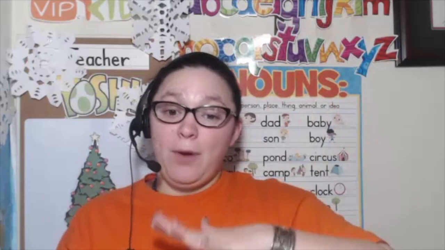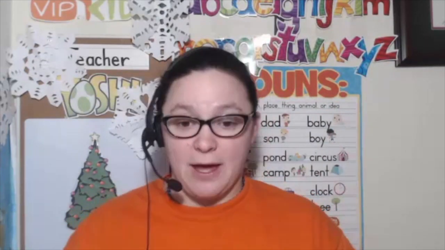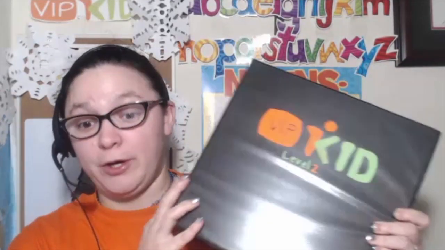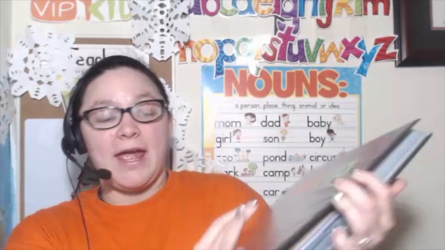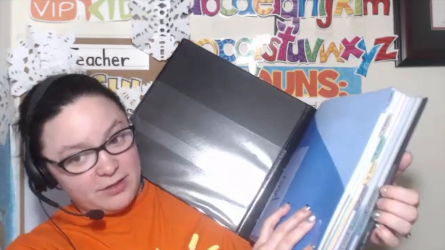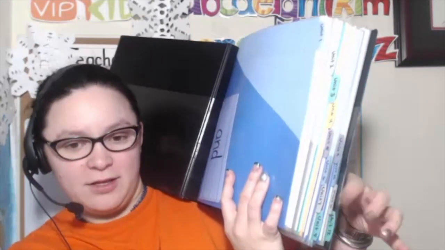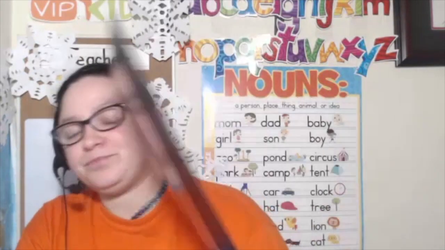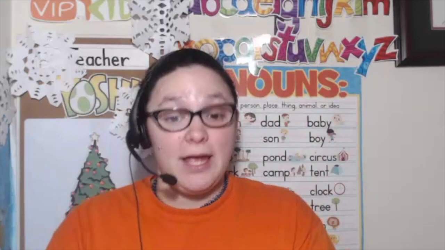So I prep all of my lessons that way, and then I keep them in my big whopper of a notebook. This is my VIPKID Level 2 curriculum, and this has all of my class prep in it. The way I've organized it is with dividers for Unit 1 all the way through Unit 12, and I have these pockets as my dividers. So each of the lessons I've taught has one of these prep sheets in this notebook.